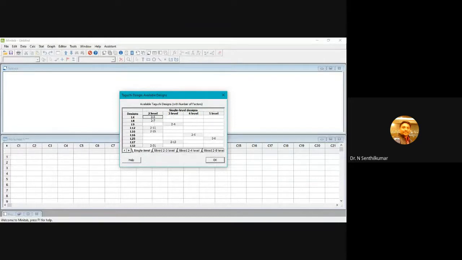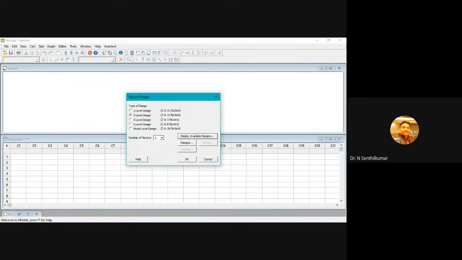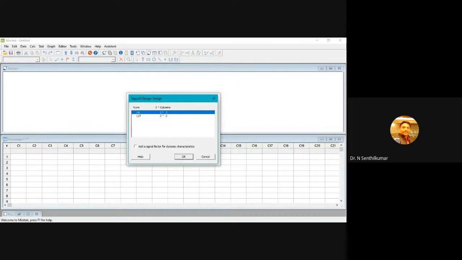So for L9, you can see 3-level, 2 to 4 parameters. So 3-level, 2 to 13 parameters I am going to. In which, how many factors are we going to have? I'm going to have 3 factors. So it will provide 2 designs, L9 and L27, I can take. But if I have limited resources, I'm going to choose L9. If I have better resources, I can choose L27.